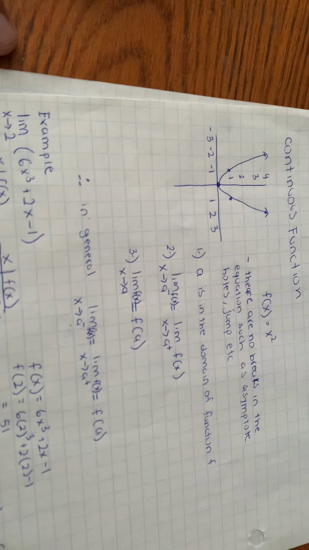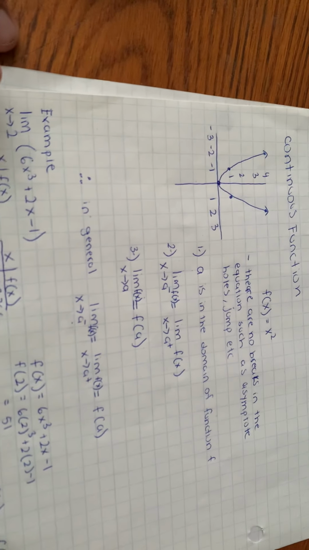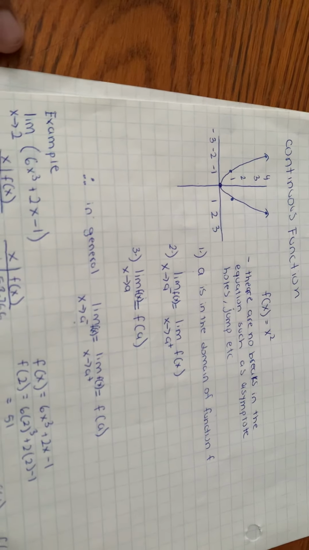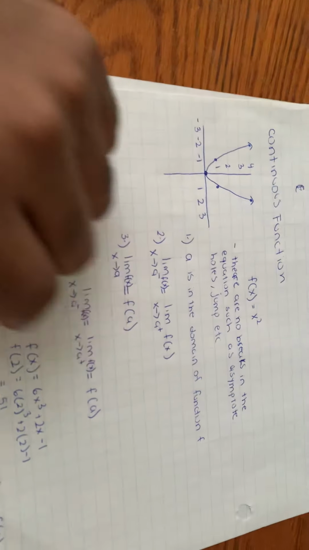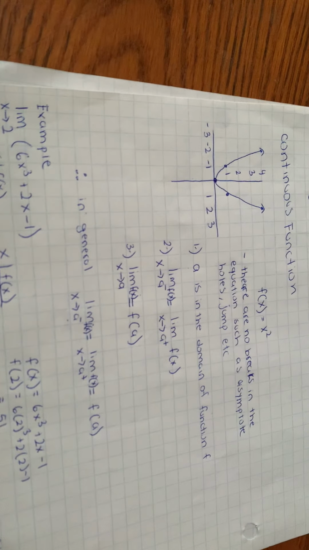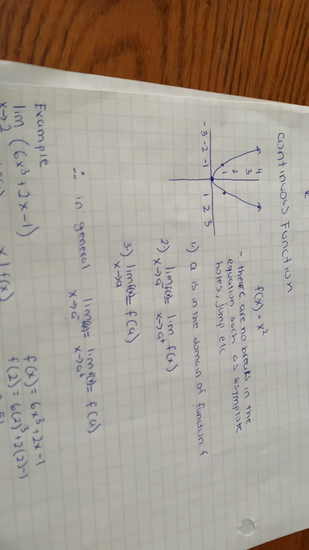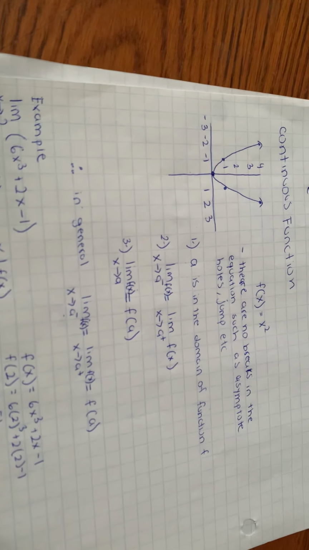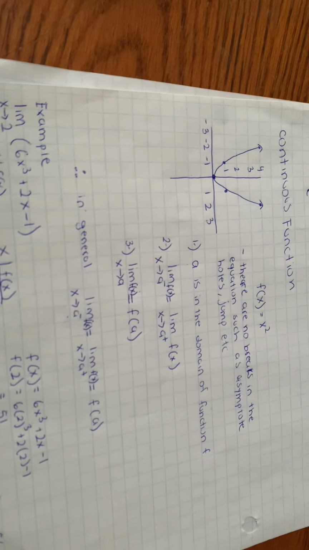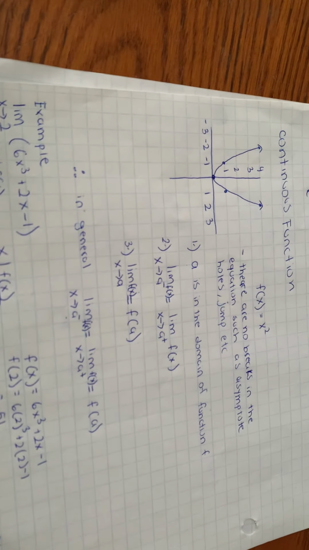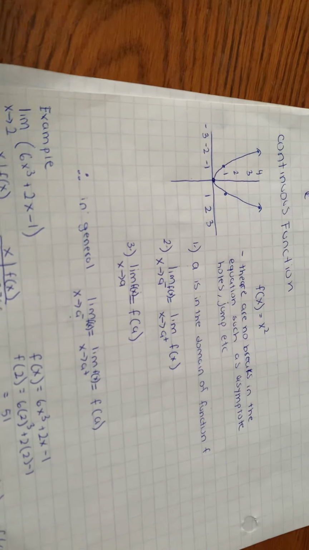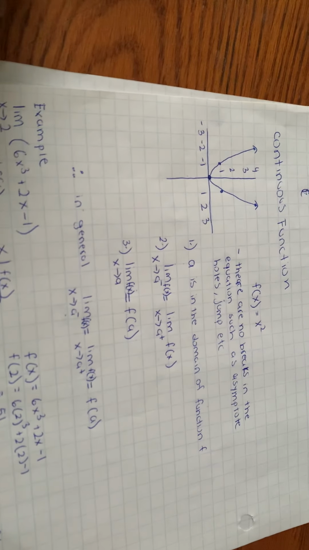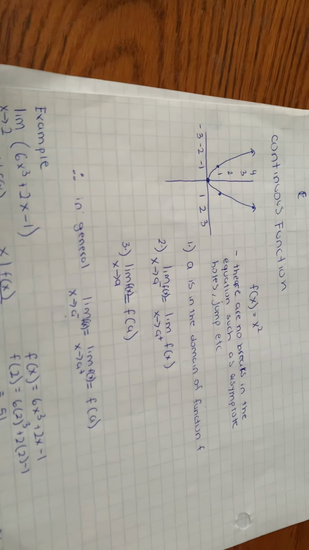So there are two conditions. Number one, you have to have your two-sided limit. Let a represent a number. The limit of x approaching a from the left side has to be equal to the limit of x approaching that number from the right side. So first you have to have your two-sided limit existing. After you have that, that limit has to be equivalent to when you sub that number into your function.